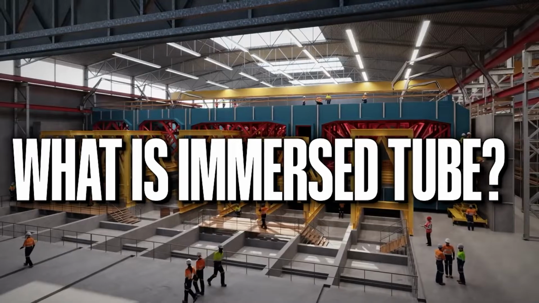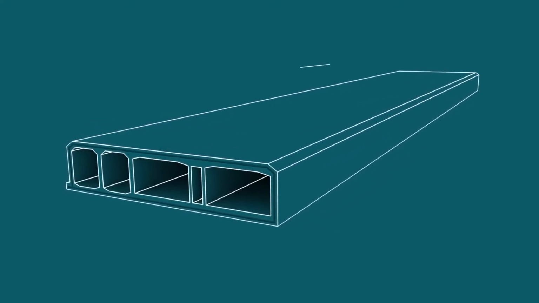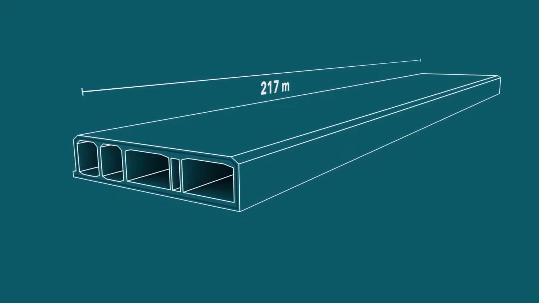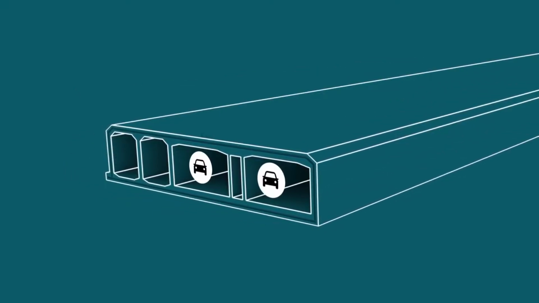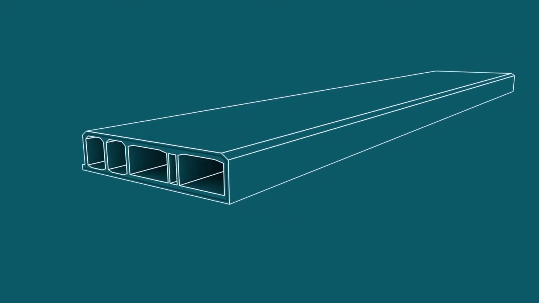What is an immersed tube? An immersed tube is a kind of underwater tunnel made of sections constructed elsewhere and floated to the tunnel site to be sunk into place and then joined together. They are generally used for road and rail crossings of rivers, estuaries, and sea channels, harbors.